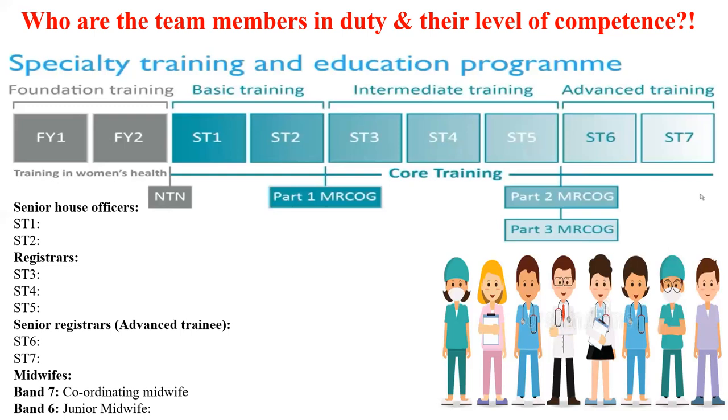Regarding the midwives, it will be written in the scenario. The midwife is either band 7, which means a senior midwife or the coordinating midwife, or they will tell you band 6. Band 6 midwives have different levels of competence, but the scenario will give you the details: which one can do the episiotomy, which one can do the IV line only, and which one is newly qualified, as in our case.